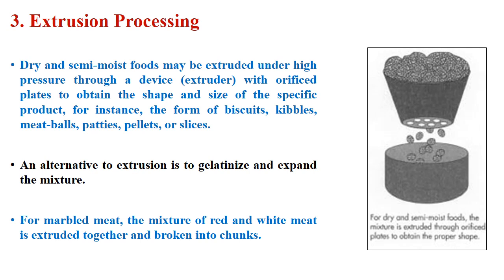An alternative to extrusion is to gelatinize and expand the mixture. That's another way of processing for dry pet foods. And for marbled meat, the mixture of red and white meat is extruded together and broken into chunks. So that's another variety under the extrusion processing.